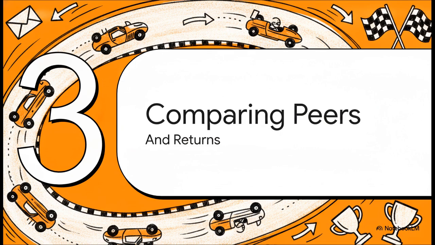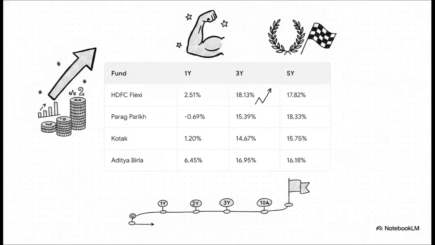Which brings us to Section 3, comparing peers and returns. How does it objectively stack up against other vehicles on the same track? Let's anchor to the data here. When you stack it up against heavyweights like Parag Parikh, Kotak, and Aditya Birla Flexi Cap, you'll see it competes in a super tight race. Over a 5-year span, HDFC's roughly 17% compound annual growth rate is incredibly competitive, putting it right in the top tier of its category. So it really proves that its massive size hasn't slowed it down at all compared to its direct peers.